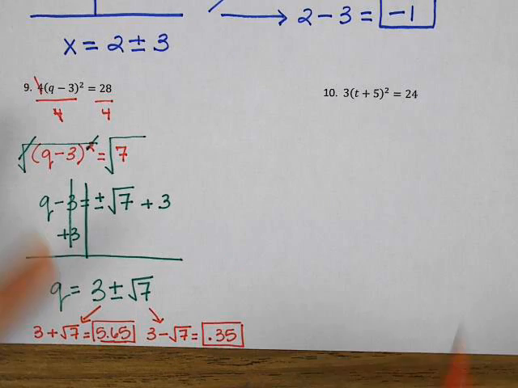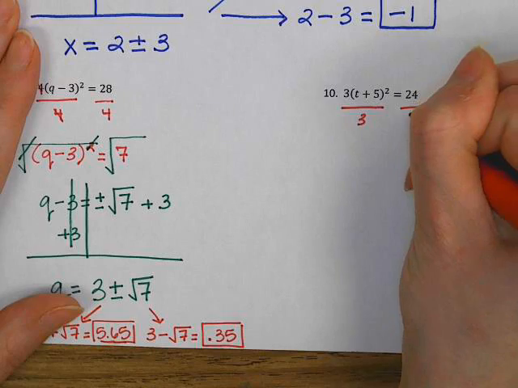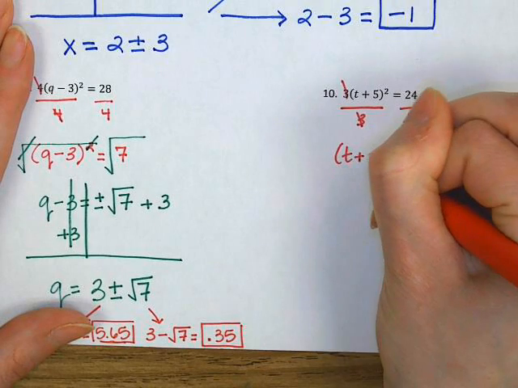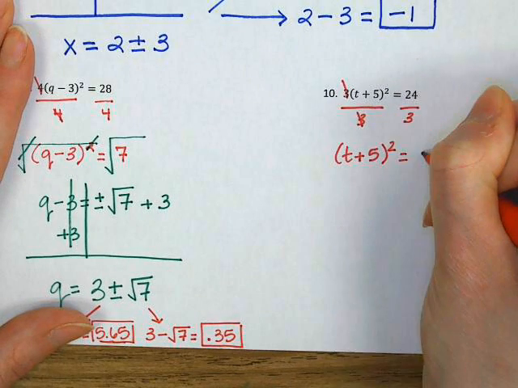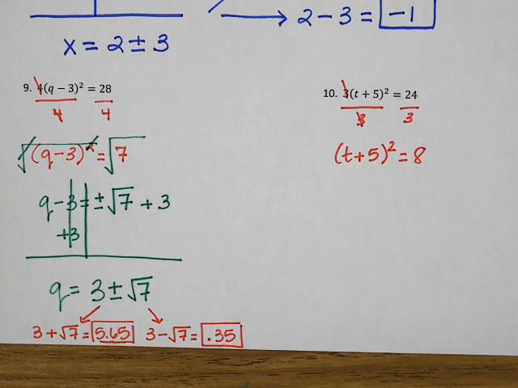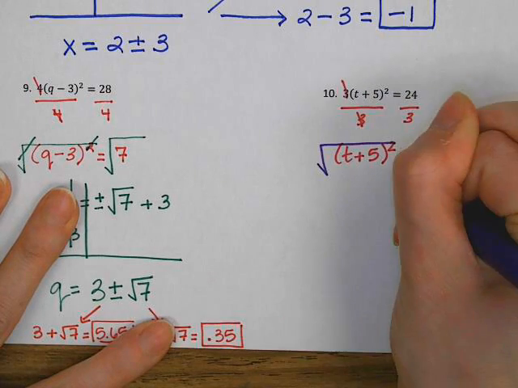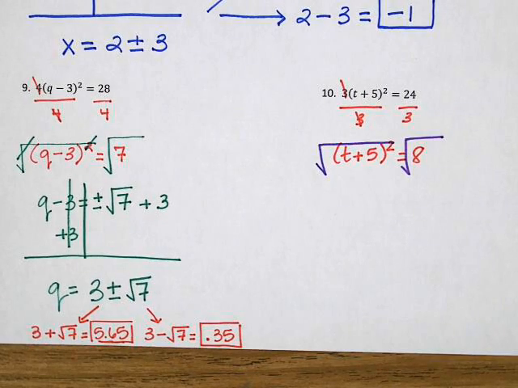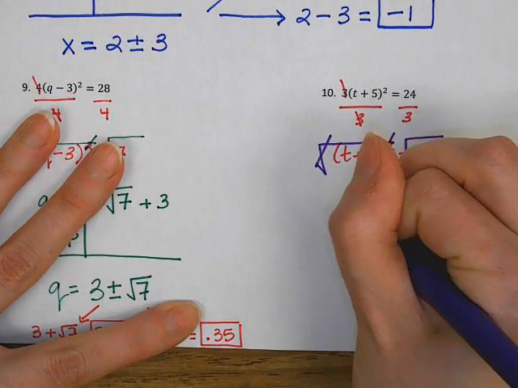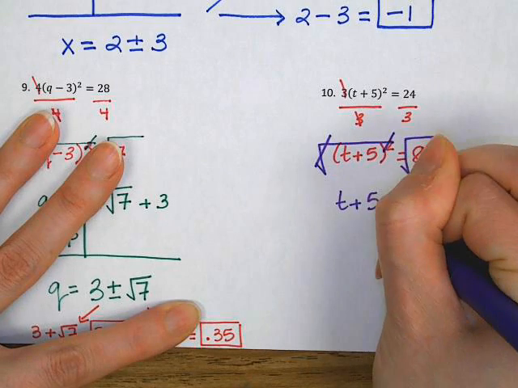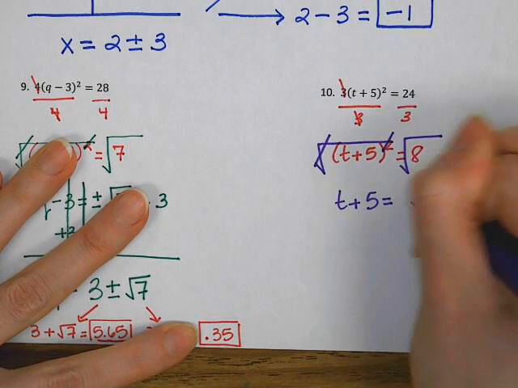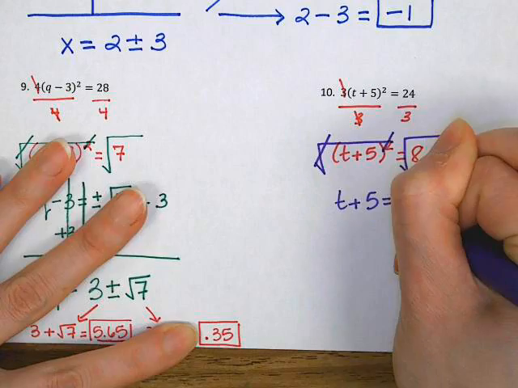All right, last one, number 10. Divide by 3. You are left with (t plus 5) squared equals 8. When you have something squared equals a number, we square root both sides. Okay, square rooting a square cancels. We're left with t plus 5 equals. Now, I don't know what the square root of 8 is, so I'm just going to leave it as square root of 8, but let's put plus or minus.